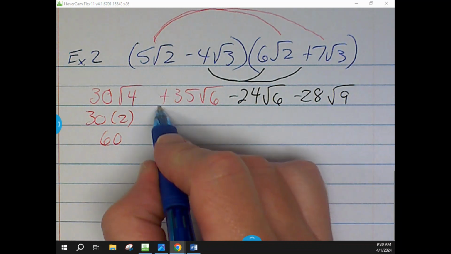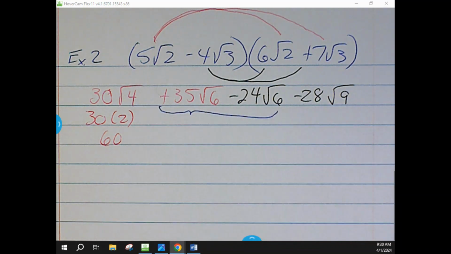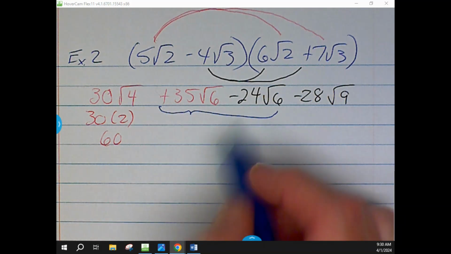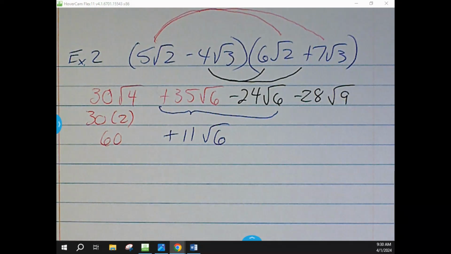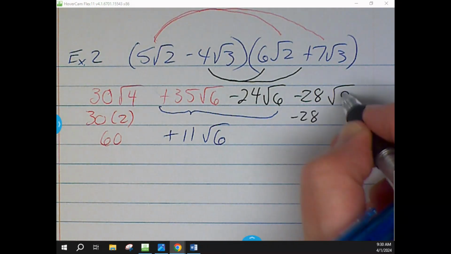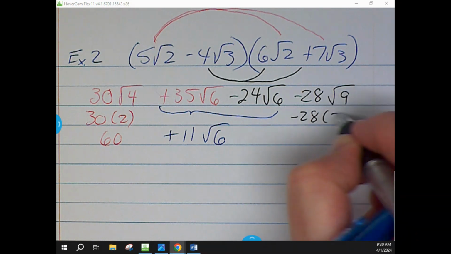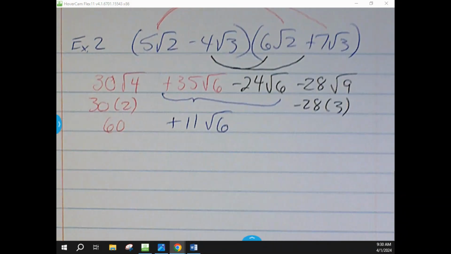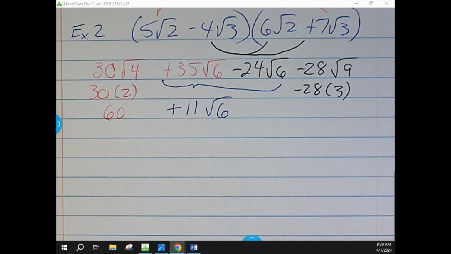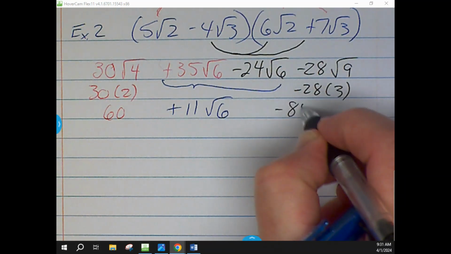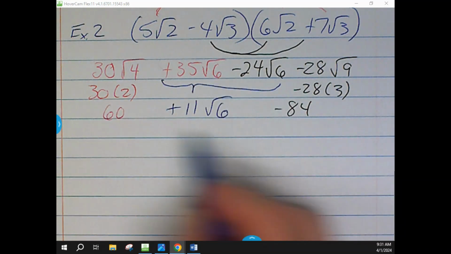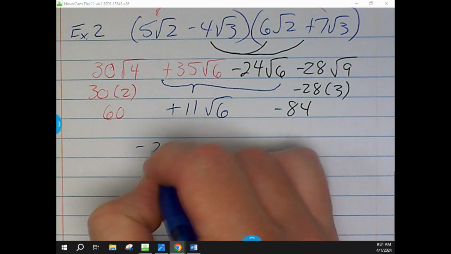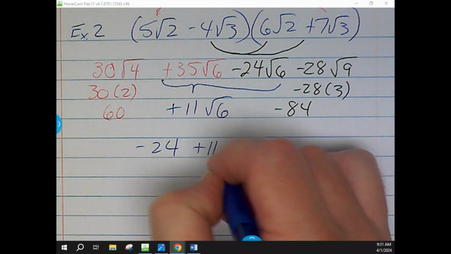You have 35 minus 24. Both are square root of 6s. So this part we can actually subtract. 35 minus 24 would be 11 square root of 6. And with square root of 9, we know that's 3. If we do negative 28 times 3, it's 84. So now we've got 60 minus 84, which would be negative 24. And then the 11 square root of 6 would just be hanging around.